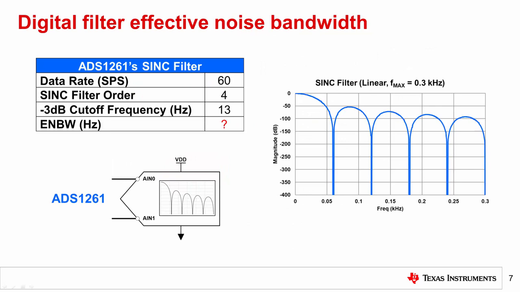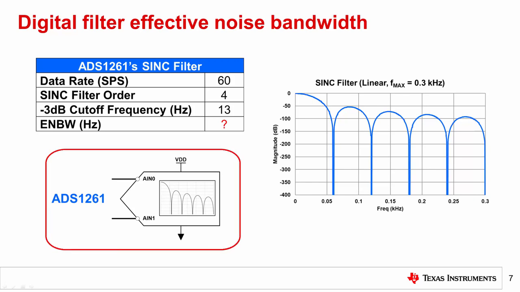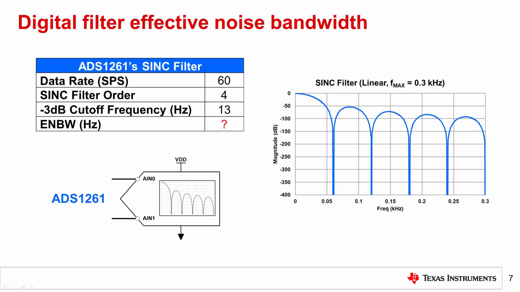To analyze the combined effect of the anti-aliasing and digital filter, let's use the sinc filter inside the ADS1261, a low-noise 24-bit delta-sigma ADC. Though this is a commonly used digital filter type in many delta-sigma ADCs, this methodology is generally applicable to any ADC with a digital filter. To determine the ADS1261's digital filter noise bandwidth, you first need to set the output data rate and filter order. Specific values are chosen for this example to clearly illustrate the effect the filter has on the overall noise bandwidth, but the process is the same for any filter type or data rate.